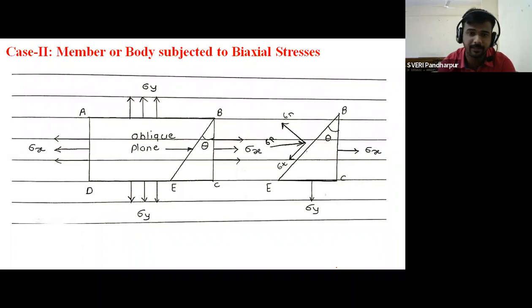But in the second case, both the stresses are there, that is sigma x and sigma y. Always, in 99% of problems, the sigma x value is greater than sigma y in all the numericals. Please keep in mind, for these cases, case number 1, 2, 3, sigma x is always greater than sigma y.